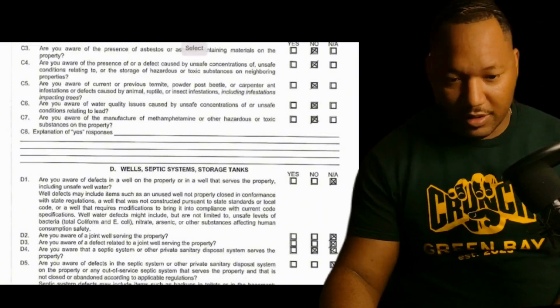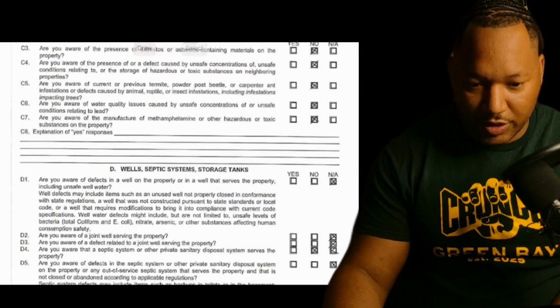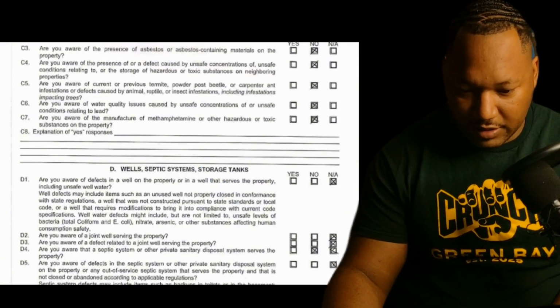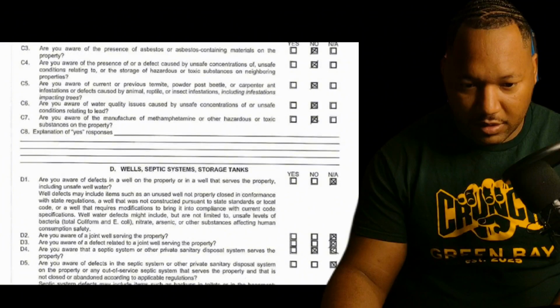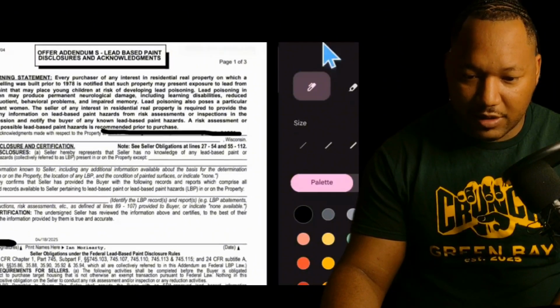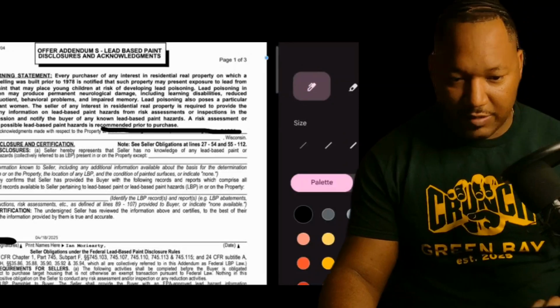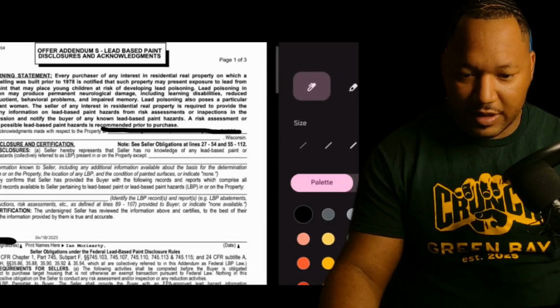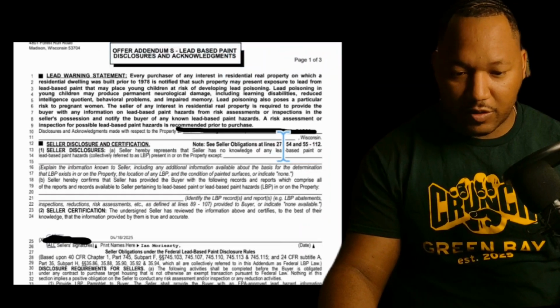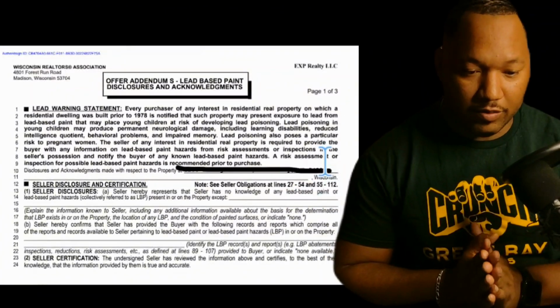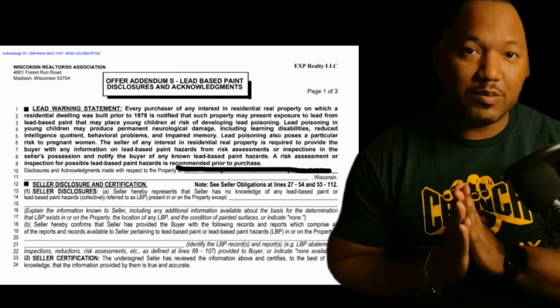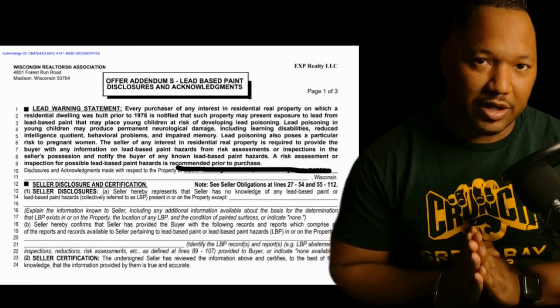The next one that I want to show you guys now is, give me 1 second. Here we go. This is called, in Wisconsin, the Addendum S. And this is also required by federal law for any home that was built before 1978.